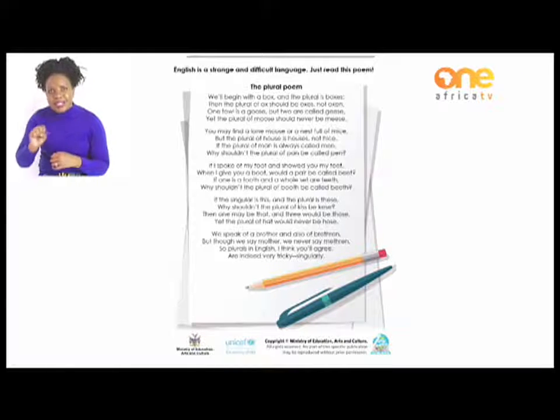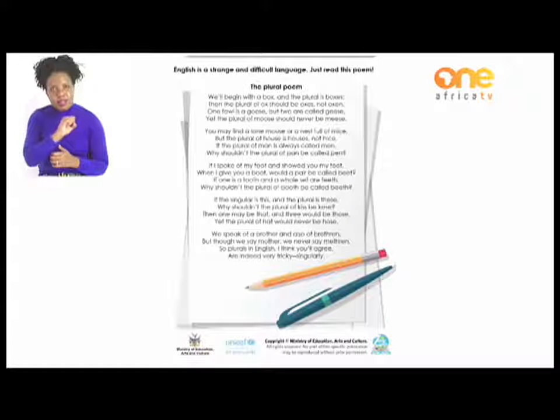hice. If the plural of men is always called men, why shouldn't the plural of pen be pen? If I spoke of my foot and show you my feet, when I give you a boot, would a pair be called beet? If one is a tooth and a whole set are teeth, why shouldn't the plural of booth be called beeth?